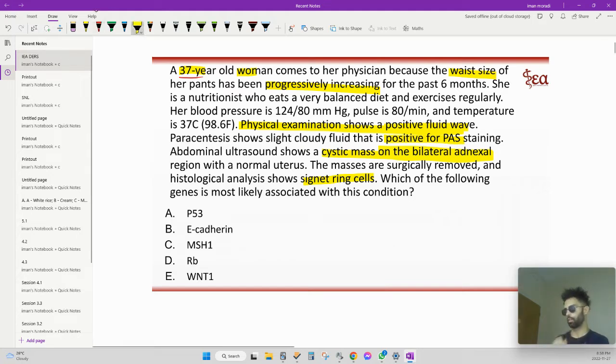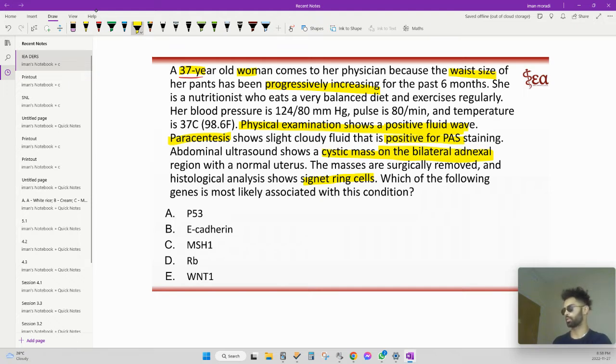So, next question. I'm gonna time myself. 37-year-old woman comes to a physician because she's gaining weight, eating what she was before. There's ascites and there's cloudy fluid in a paracentesis. So they take the fluid out. It's cloudy. It stains positive for PAS. PAS stains glycogen and mucus stuff. So there's mucusy stuff in the peritoneum.